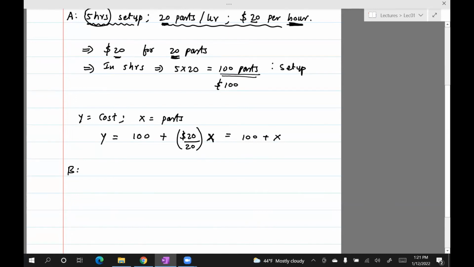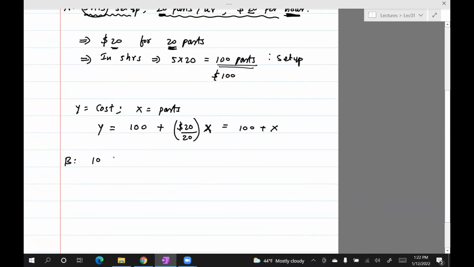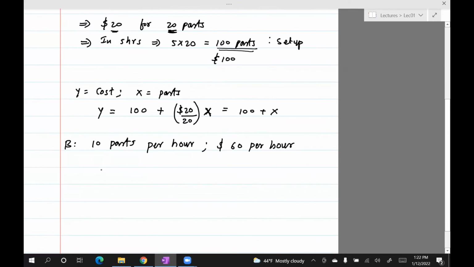Now let's do the same for B. For B, we have 10 parts per hour at the cost of $60 per hour. So 10 parts per hour at $60 per hour, which means that again we have hours here which we don't care about, so we just have to convert that to cost and parts.